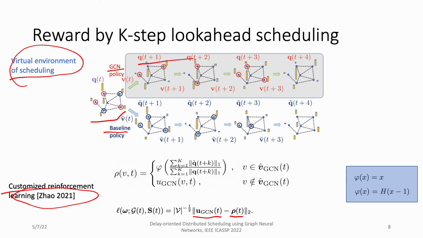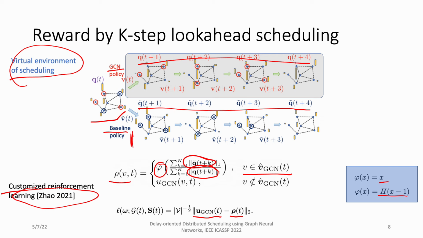And so they will make different decisions, and they will generate a series of latencies. And then our reward signal is designed by the ratio between the baseline latencies over the GCN generated latencies. And then here's a function phi. This could be either a linear function or a step function. So basically this reward says that if the baseline generates longer latency than the GCN policy, then the GCN policy is a success and it should be rewarded. And our reward is imposed on the links that have been scheduled at time t, so basically at this step. And then this rho, the vector rho across the network, is the target vector for the utility. So we minimize a root mean square loss function to optimize the weights of the GCN.